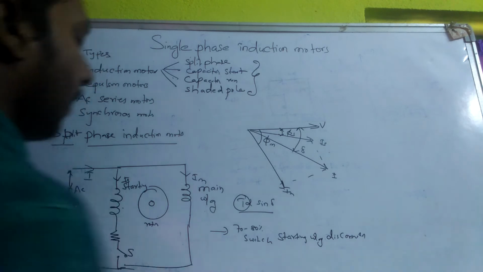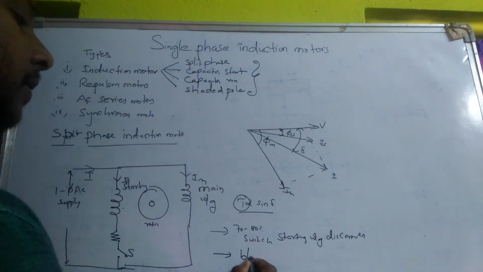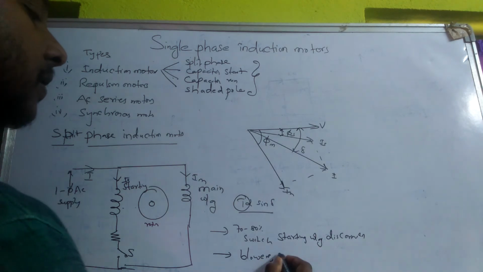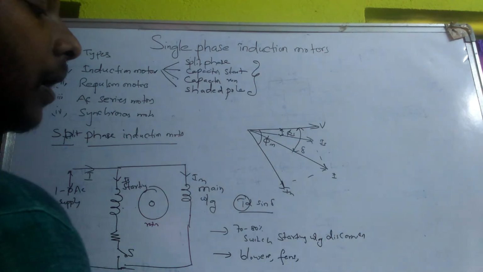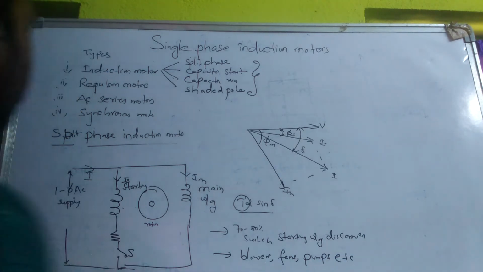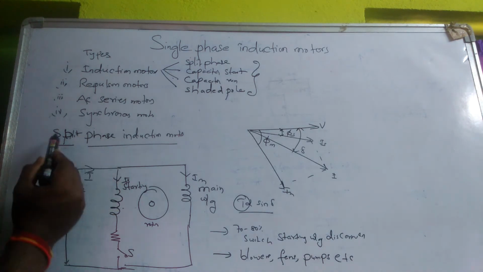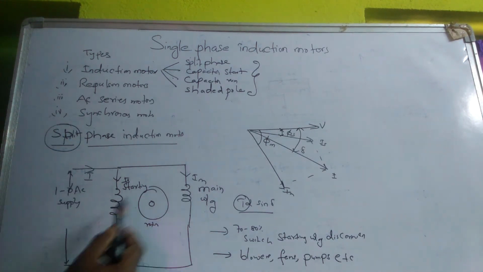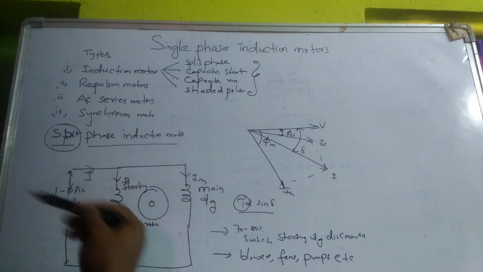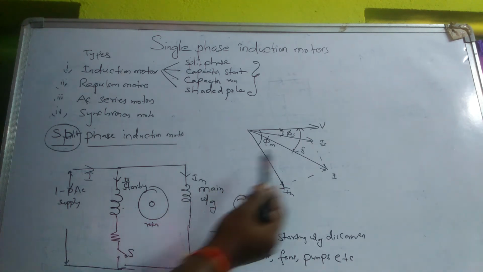Starting winding is disconnected. So these kinds of split phase induction motors are used in blowers, fans, and pumps, etc. In a split phase induction motor, as its name indicates, the stator winding is split up into two windings. One is the starting winding for the purpose of starting, and another is the main winding for the purpose of lagging current in the stator.